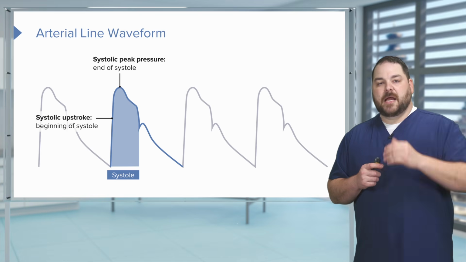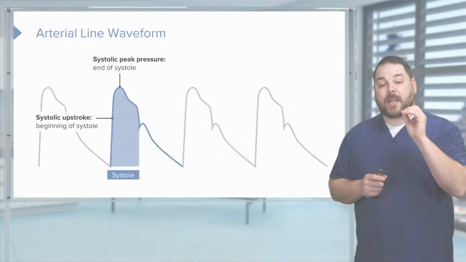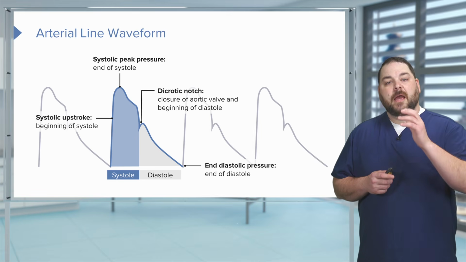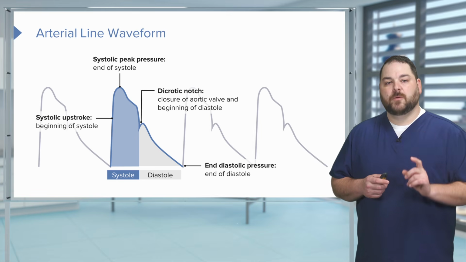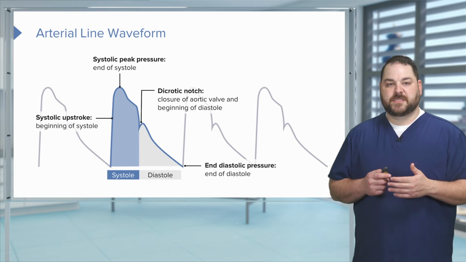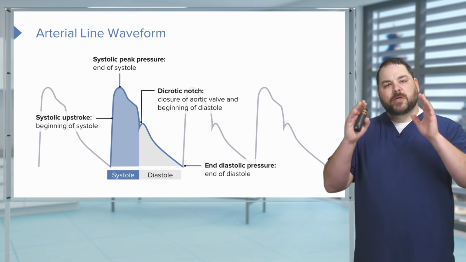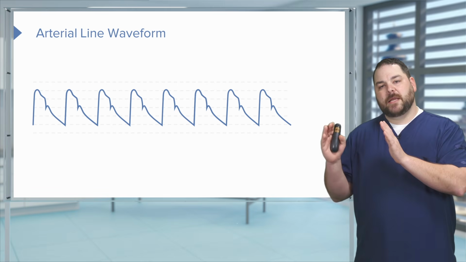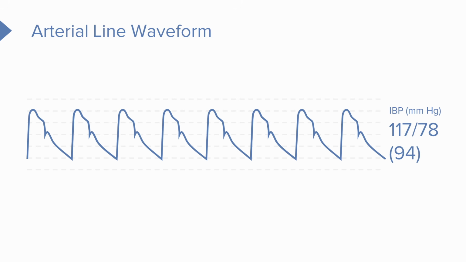Then we have a decline in our waveform and we get what's called the dicrotic notch, that little blip in the arterial line waveform. That dicrotic notch is the aortic valve slapping shut. This indicates the beginning of diastolic pressure. Following this, we have another cardiac cycle in which you'll see the upstroke and the beginning of systole. When you look at the waveform in whole, you'll see a bunch of cardiac cycles. And then over to the right, you'll have your blood pressure, your systolic, your diastolic, and in parentheses underneath that, you'll have your mean arterial pressure.